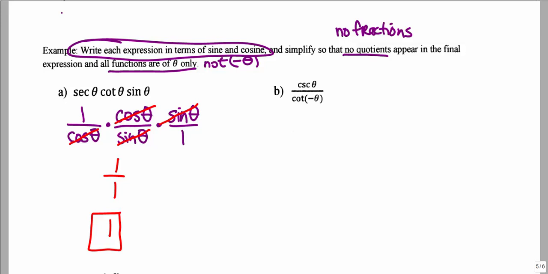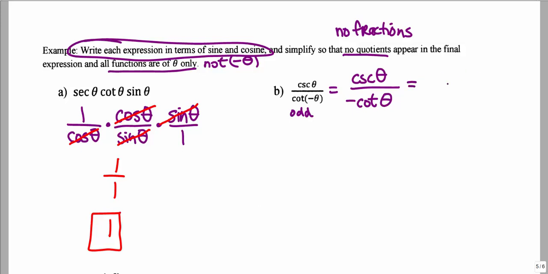Okay, for the next example we have a fraction, and we have cosecant theta divided by cotangent of negative theta. So first, let's use that odd function identity. And let's change cotangent of negative theta to minus cotangent of positive theta. So we're using that identity to replace negative theta with positive theta. So the negative that was on the inside can come on the outside of an odd function.